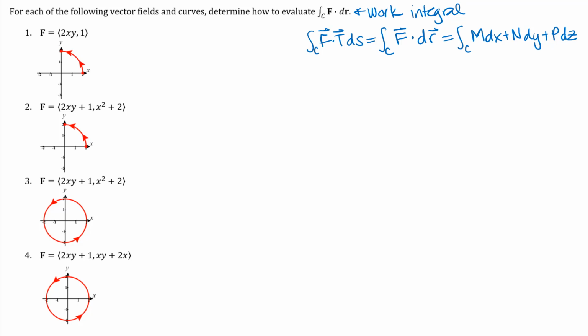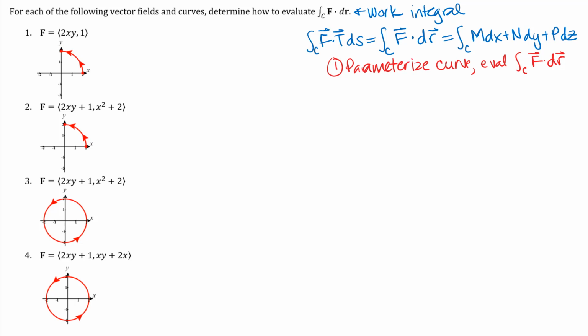When we first learned about work integrals, how we did that was we just parameterized the curve, and then we did everything in terms of t and just evaluated the F dot dr or M dx plus N dy plus P dz form. So that's certainly one way that you can evaluate work integrals.